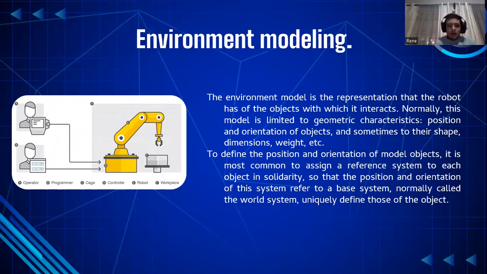Now, environment modeling is a representation of the robot and the objects it interacts with. Normally, this model is limited to geometric characteristics and the position and orientation of the objects, and sometimes the shape, dimension, weight, etc. To define the position and orientation of the model, it is most common to assign a reference system to each object, and so the position and orientation refer to the base system. This system is normally called the world system.